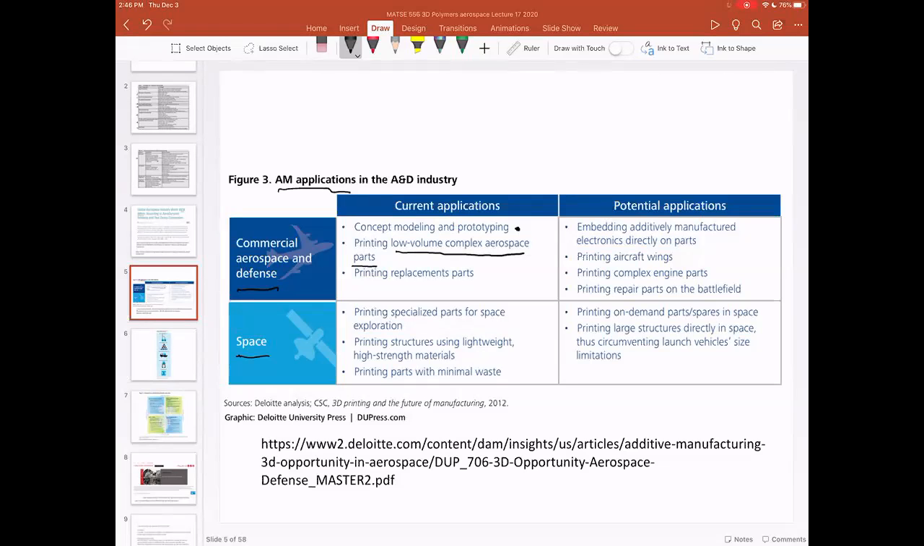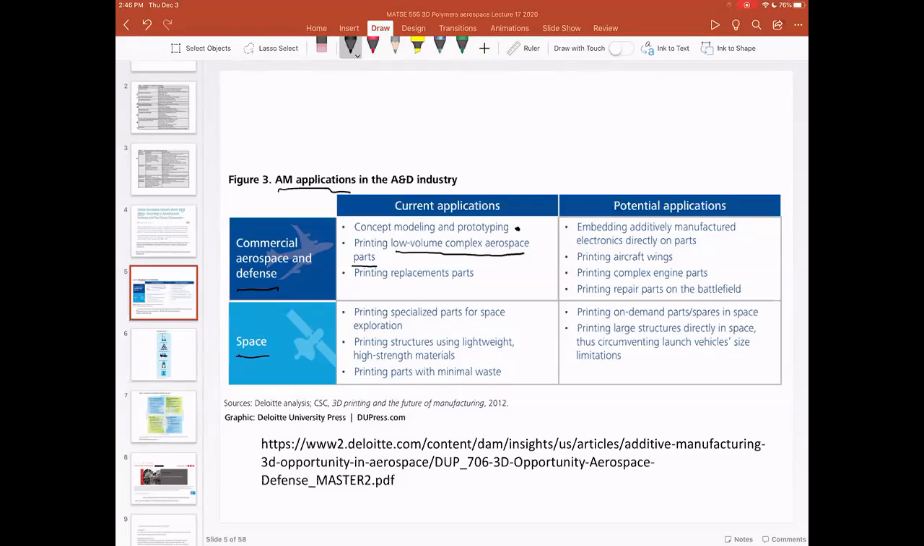And so they were talking about how additive has been a competitive advantage in producing these components for turboprop engines where they're only going to make 5,000 of them or 10,000 of them. And that is actually low volume compared to making 1 million cars a year or something like that. And so there's been some big innovations in aerospace in terms of low volume, but very complex, expensive material parts.